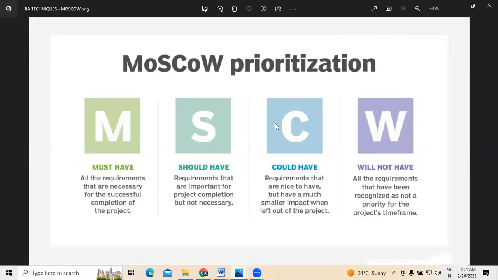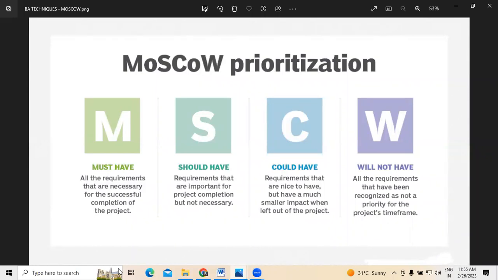So the MoSCoW technique is what we normally use as a business analyst, especially in IT projects most of the time. This prioritization is made into four different parts. One is must, second is should, third is could, followed by will not have. The first is must have, which are the requirements necessary for us to complete the project successfully. Those will be taken under the must category. When it comes to the should have category, these are requirements which are important, but not necessary to add to the existing application.